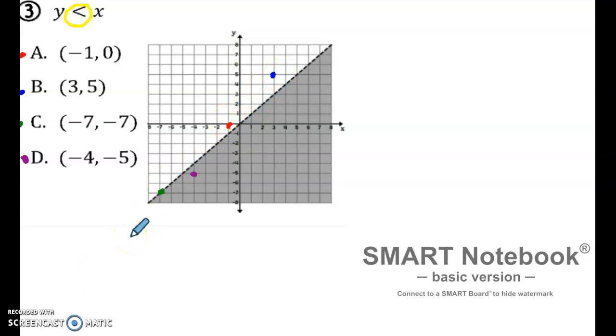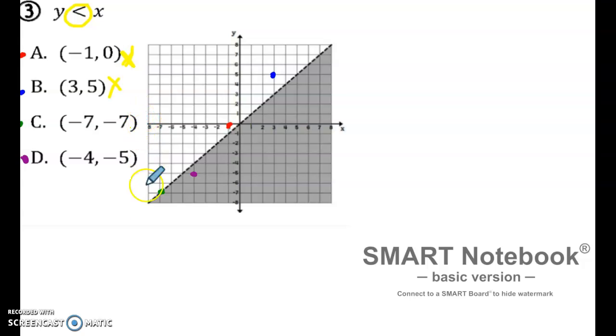When you have an inequality on a graph, the shaded region is where the solutions are. So any point in the shaded region makes the inequality true. So how you can solve this graphically is just by finding each ordered pair over here on the graph. So letter A, negative 1, 0, you can see that's the red dot. Is that in the shaded region? No. So we know that letter A cannot be the solution to the inequality. B, 3, 5, again, it is not in the shaded region, so B is not a solution to the inequality. It does not make the inequality true.